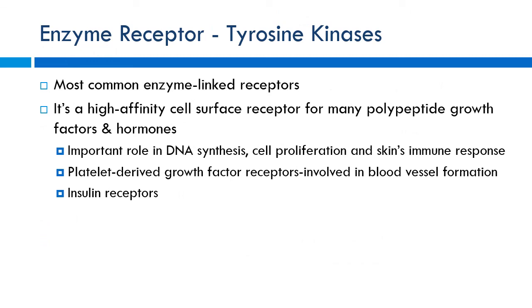This is good for different hormonal responses. Insulin is going to be working through these tyrosine kinase receptors. A lot of new cancer drugs are actually working through these types of receptors as well. So very, very important for things like DNA synthesis, cell proliferation, etc. Okay, so I'll show you what these are.